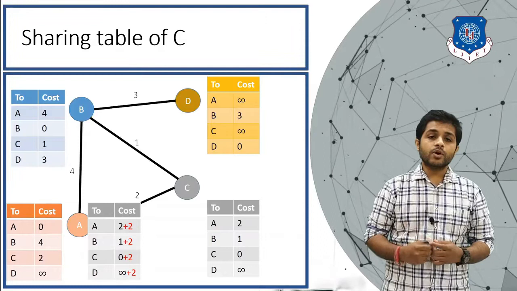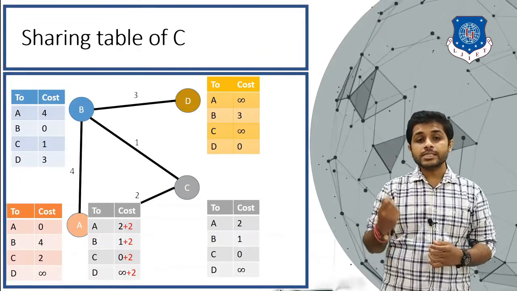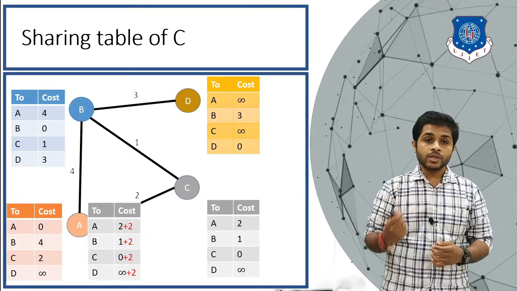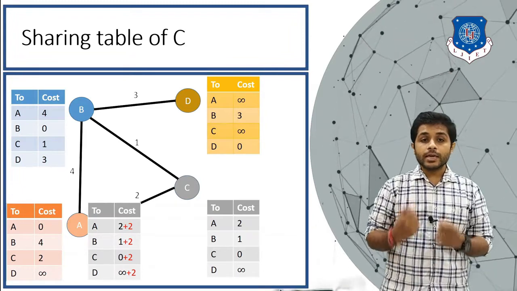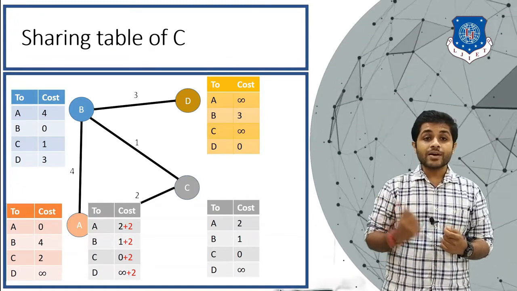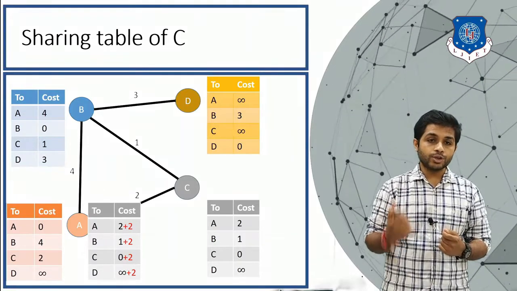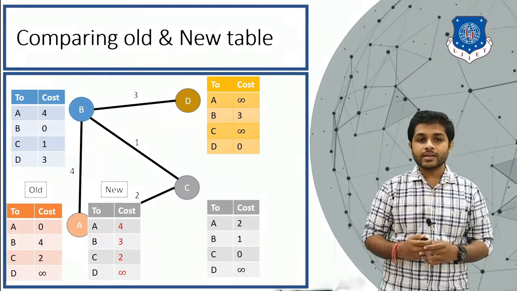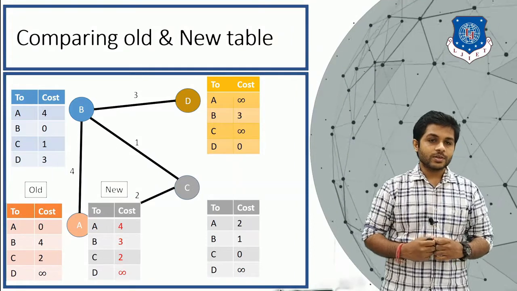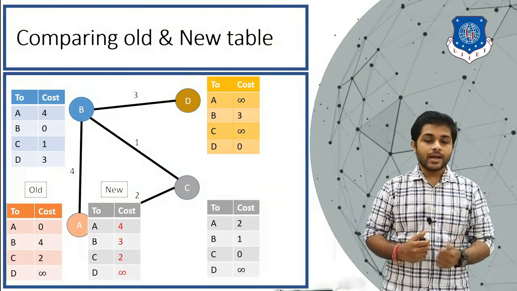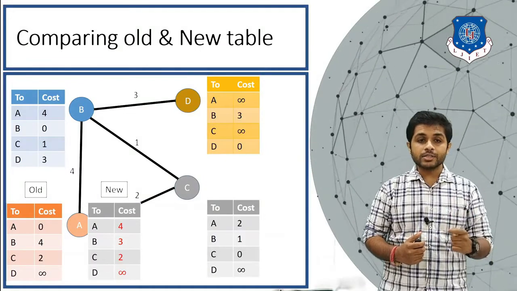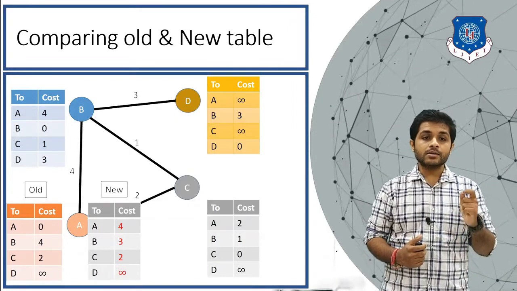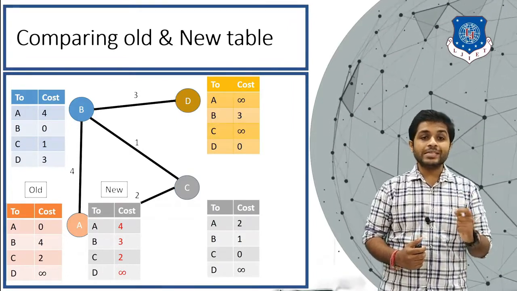So what is the meaning of C's table? The values in C's table tell you the distance to all the routers from C. So A knows that if A wants to reach all the routers via C, then it has to add 2 to C's table. So it is adding 2. After adding, A has 2 tables, the new table and the old table, and A will compare all the entries in the 2 tables, and after comparing it will keep the least value and update its own table.